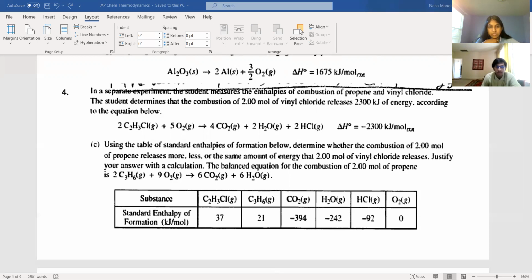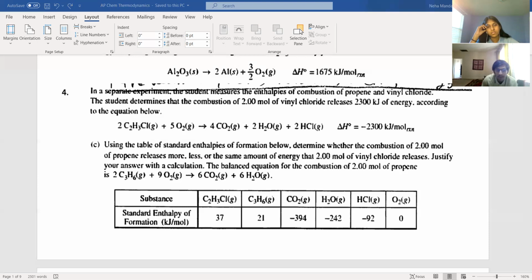Using the table, determine whether the combustion. Okay. Okay, so I think we should probably start with the equation because that's probably the easiest, right? To figure out for 1 mole of vinyl chloride, you would just divide this by 2, right? Well, I think it's asking for 2 moles anyway, so why not just go? Oh, it's asking for 2 moles? Yeah. Oh, okay, never mind. So then you don't have to do anything to that.